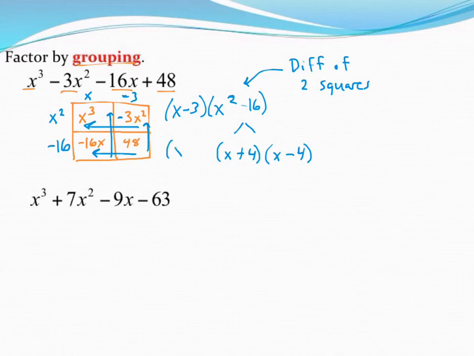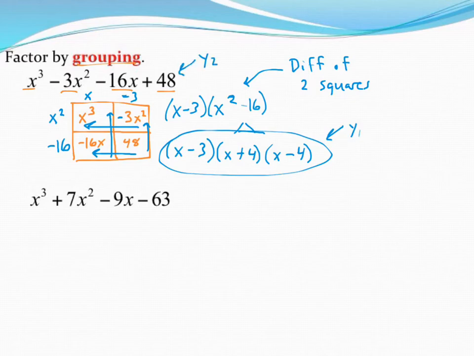Don't forget to bring down that first parenthesis, that x minus 3. So now this has been factored all the way. I have 3 sets of parentheses. Remember, an easy way to check these problems is to check by graphing. Graph your answer on your calculator as y1. And graph your original problem as y2. And as long as you see the same graph, one and only one graph, you know you factored correctly.